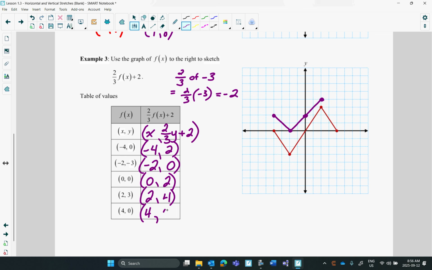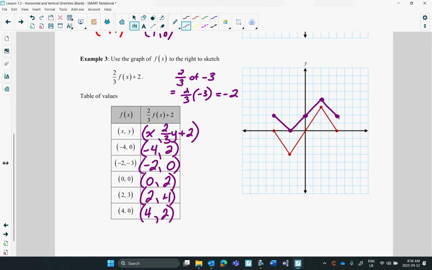And then this is going to work out to 2 again, because 2/3 of 0 is 0, plus 2 is 2. And you get that. So if you did it mentally, you're still going to get the same thing.